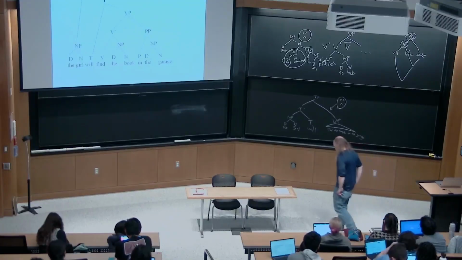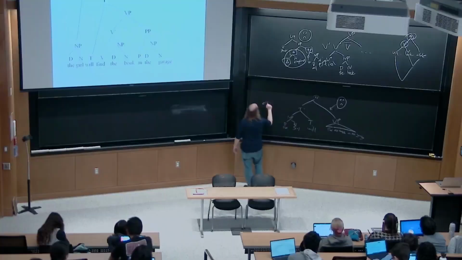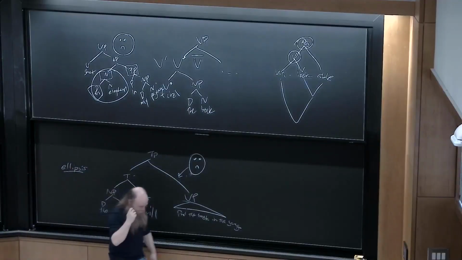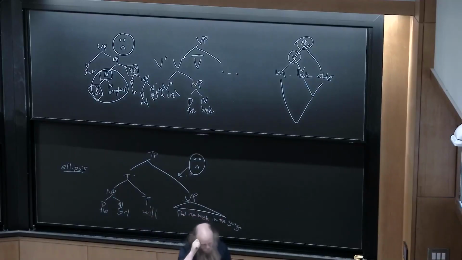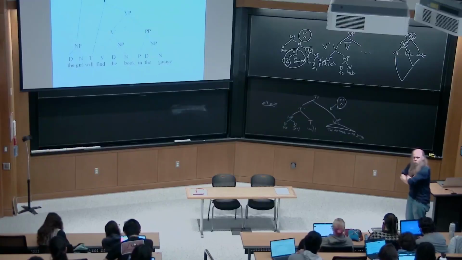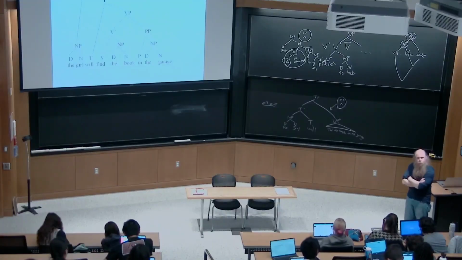You guys are discovering a phenomenon called ellipsis. Ellipsis is a phenomenon whereby you can take chunks of the sentence and fail to pronounce them. You can remove chunks of the sentence. So if I ask you a question like, who will find the book in the garage? You can say, the girl will. Or I can say things like, the boy will find the book in the garage, and the girl will, too.